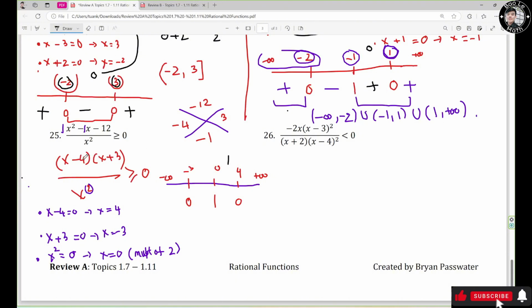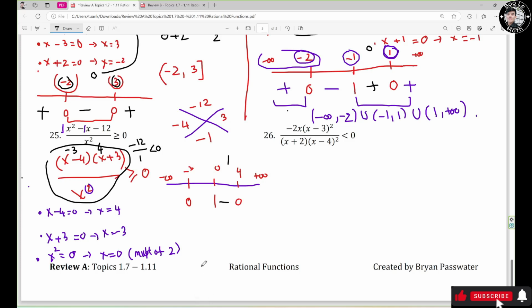I substitute into this expression right here to see if it's positive or negative. 1 minus 4 is going to be negative 3. 1 plus 3 is going to be 4. Negative 3 times 4 is going to be negative 12. 1 squared is going to be 1. So this guy should be negative. So this guy should be negative side right here.